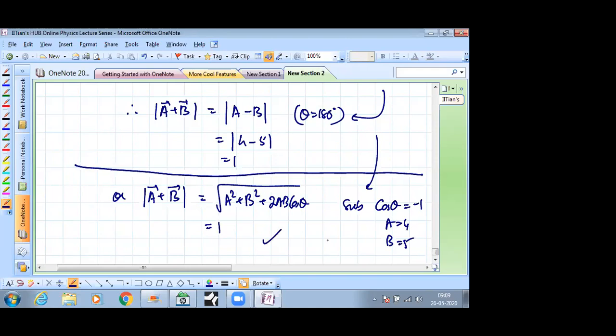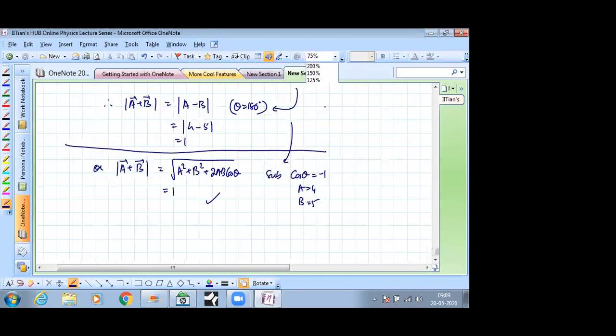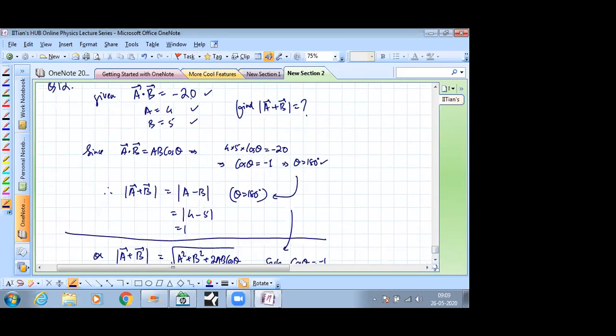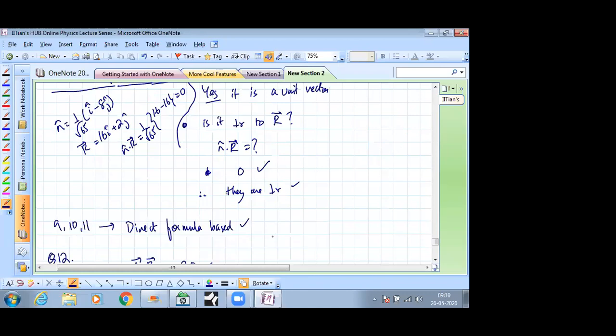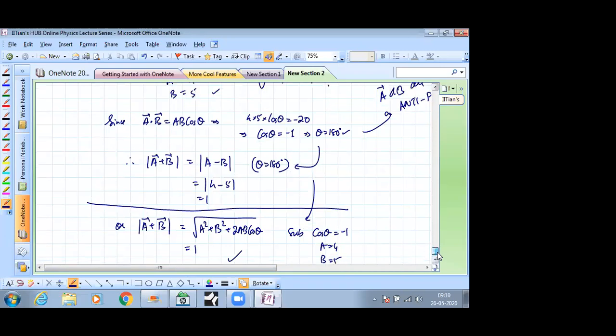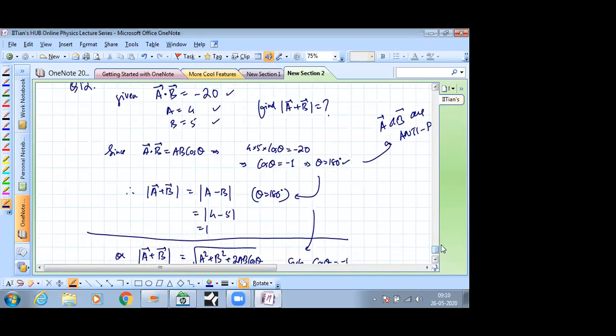This is 1. Okay. But such a lengthy substitution is not required here, as I said, because directly you can use the property of anti-parallel vectors. The moment you see that this dot product is telling you that cos theta is minus 1, you know that A and B are anti-parallel. Okay. And anti-parallel के properties क्या होते थे? That the magnitude of their sum, the resultant, is actually the difference. We make use of that.